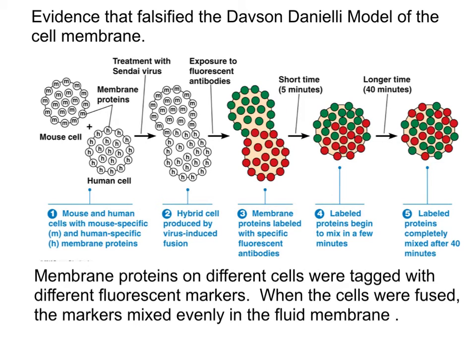And within a short period of time, we can see the mixing of the different colors of the fluorescent antibodies in the membrane. And this was suggestive of the fluid mosaic model, that the proteins embedded in the phospholipid bilayer were mobile and could move around. And again, this refuted the Davson-Danielli model, which would have suggested that the proteins on the membrane were static and not moving.